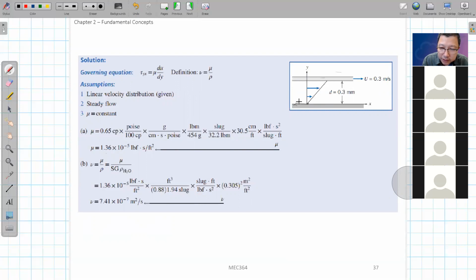It will go in this direction, right? Because the bottom plate will try to drag the fluid in this direction to make the bottom part of the fluid stay stationary, right? So this will be tau.